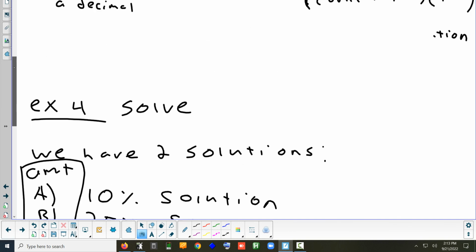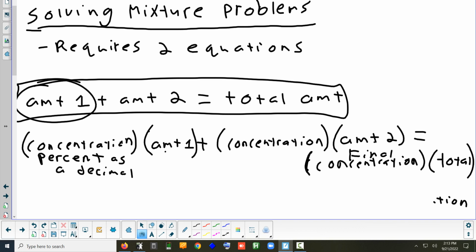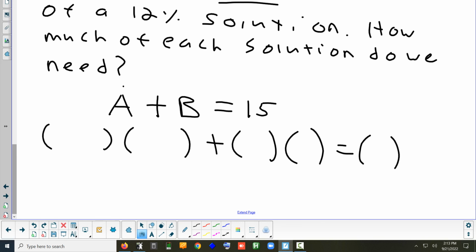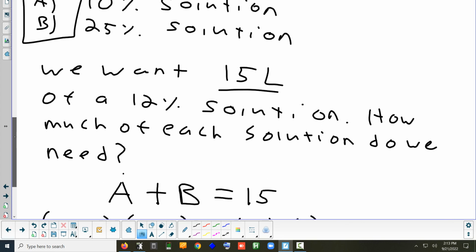The first equation has nothing to do with the concentrations. It's an amount plus an amount equals a total. The concentration with the 0.1 or whatever we're going to use, that comes in the second equation. So the second equation is going to look something like this. It's a concentration times an amount plus concentration times amount equals concentration times amount. And we go through each solution.